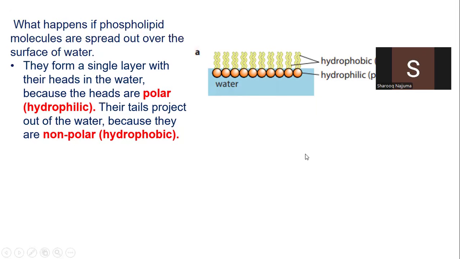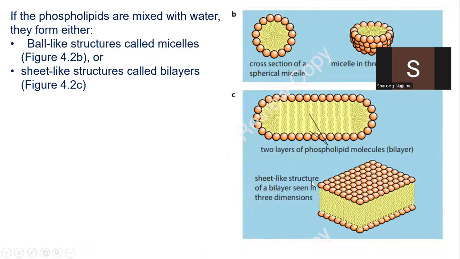So that is when you have just placed the phospholipids on the surface of water. Now, what if you dip them into the water? If you dip them into the water, it's going to be kind of different. How is it going to be different? When you dip them in water, they are going to form a micelle. A micelle is like a ball.